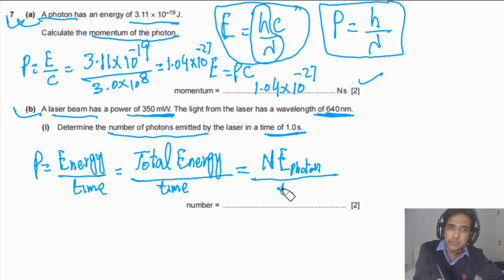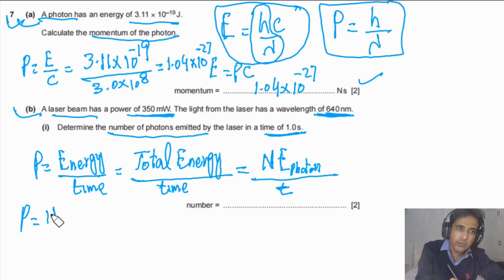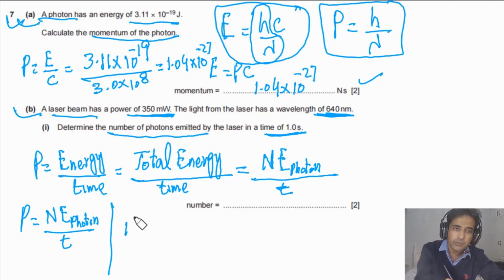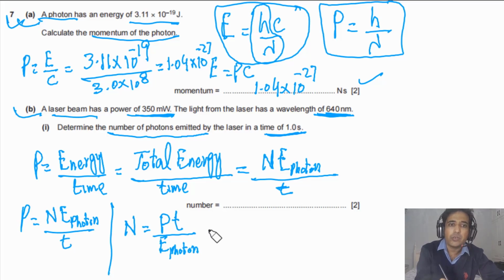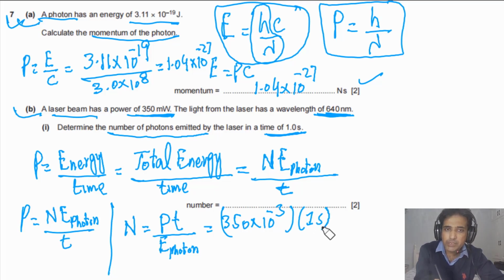So in this case we can say time is t. The value of P is given, so simply we can write here first of all P is equal to N times the energy of a single photon divided by time. So we need to find N. So N in this case simply will be equal to PT divided by the energy of a single photon. So what is the value of P? The value of P is 350 milliwatts, 10 to minus 3 watts. And the value of time is 1 second.